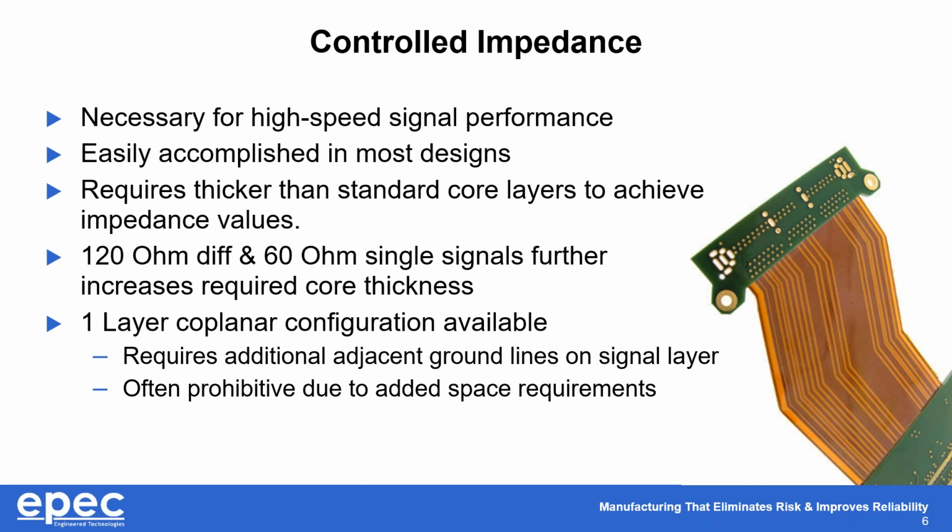You require even thicker core thicknesses in order to achieve your controlled impedance. There is an option of a one-layer coplanar configuration, but we rarely see this being applied. Instead of having a separate reference plane underneath your signal layer, you achieve that by having ground lines running parallel to your signals on the signal layer. And we find in most designs it becomes pretty prohibitive because it consumes a lot of space and you end up not having enough real estate to route all of the signals.